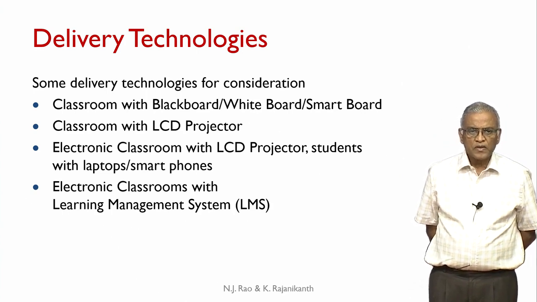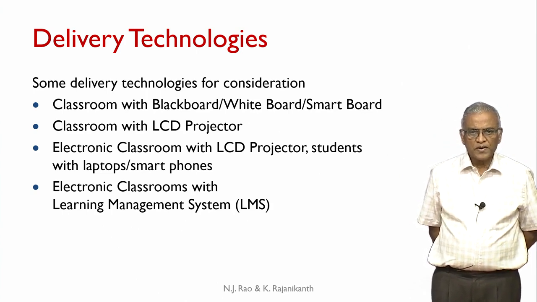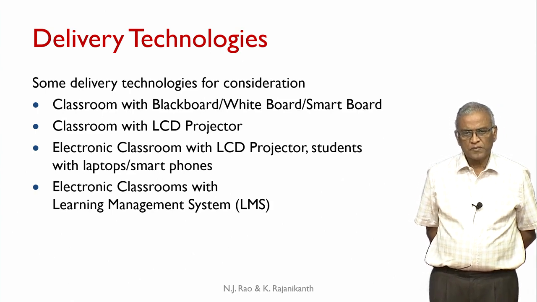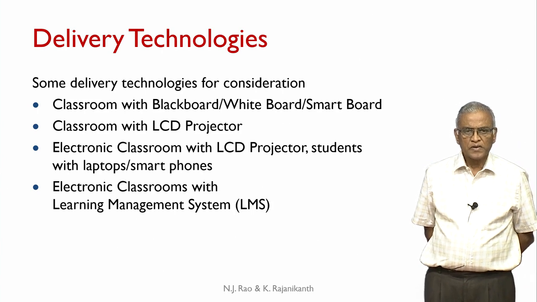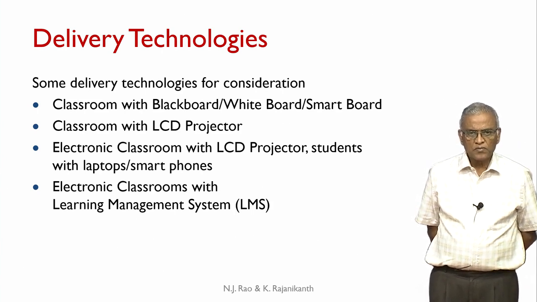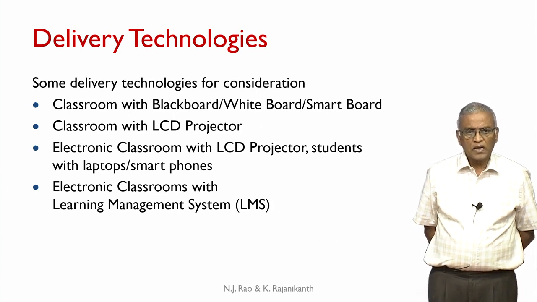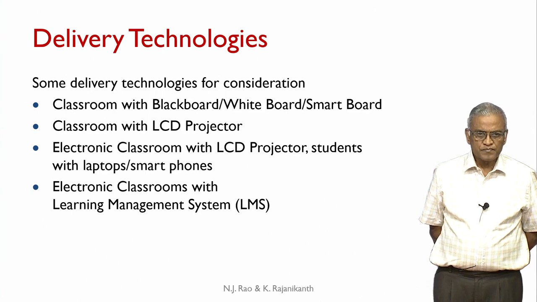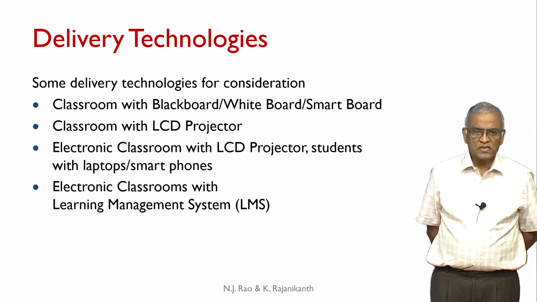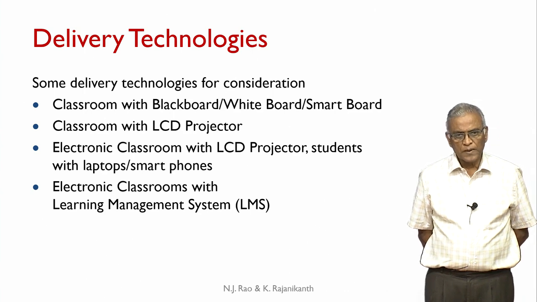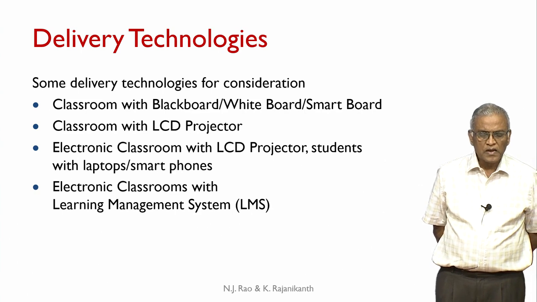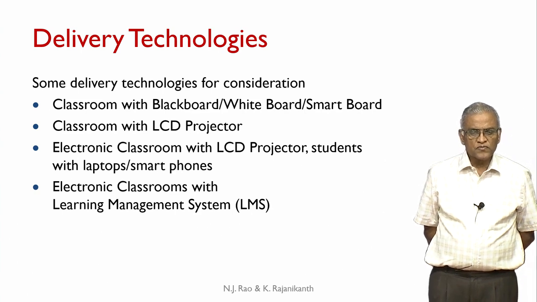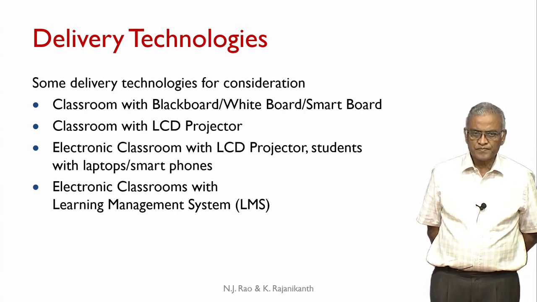First thing is classroom with Blackboard, Whiteboard or a smart board. Smart board is a bit rare, but it will come under the same category. That is, you have a blackboard or a whiteboard on which the teacher writes. Then classroom with LCD projector, electronic classroom with LCD projector, students with laptops and smartphones, and electronic classrooms with a learning management system.